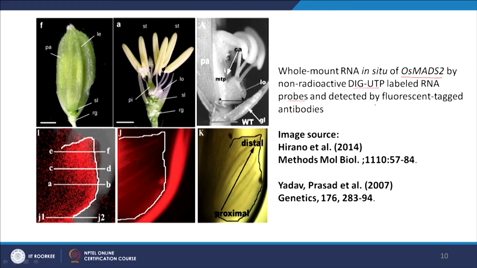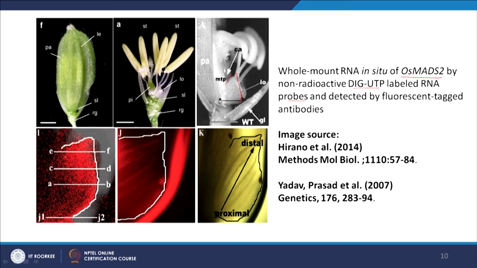Just to quickly note, this is the organ where we want to see the expression. This organ is called the lodicule. It is a small rice floral organ. You can see here very clearly that this is the organ, and we want to see how MATS2 is expressed across it. So we have taken this entire lodicule and done whole mount in situ hybridization using an antisense probe against MATS2, and then detected it using an anti-rhodamine labeled antibody.